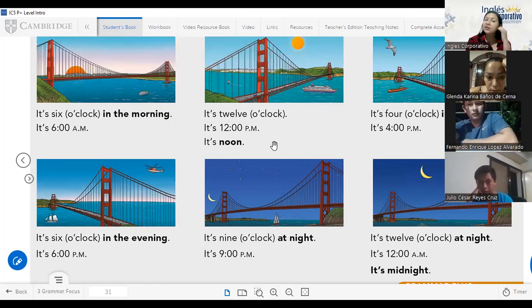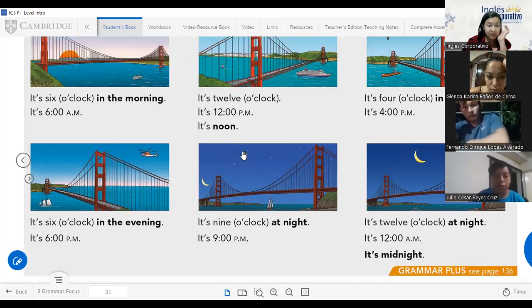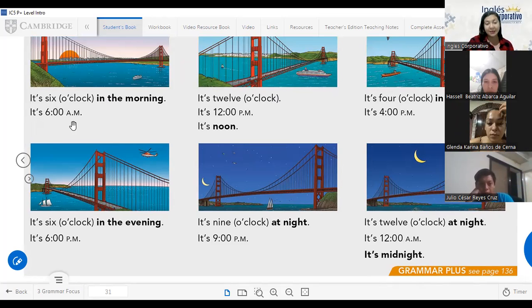Nice. So we can see the different expressions that we can use for the time. At 6 o'clock in the morning, let's say in the morning, or it's 6 AM. It's 12 o'clock, or it's noon, mediodía. Noon. En la tarde, we say in the afternoon. Practice the pronunciation. Afternoon. It's 4 in the afternoon.